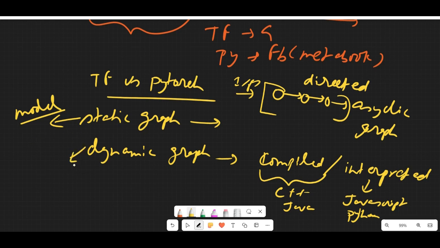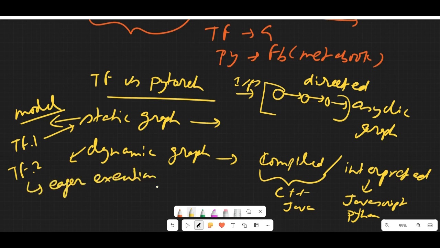Whereas in dynamic, at each layer they can make a decision about what to do next. However, in TensorFlow, only the static graph was allowed, but in the TensorFlow 2 version, Google has introduced eager execution, which is equivalent to providing support for a dynamic graph.